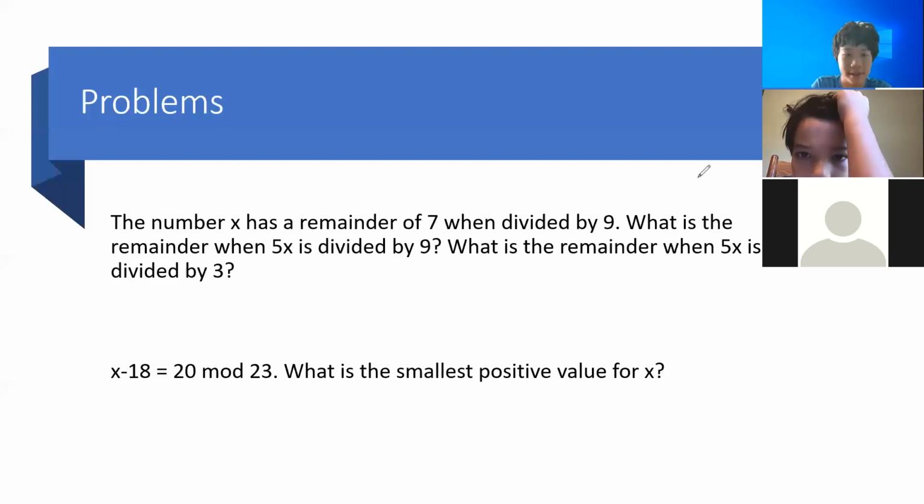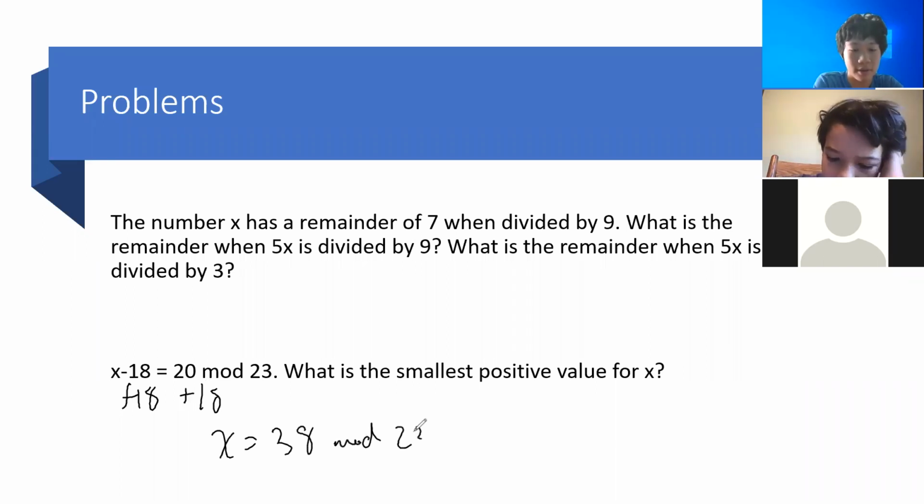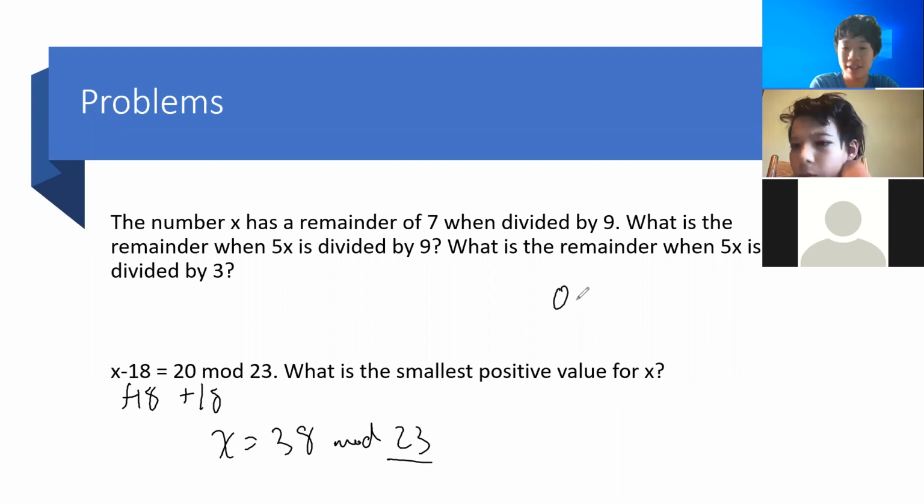All right, I'll explain this one now. So first of all, this is almost like an equation. We want to get x by itself to make things easier for us. So let's just add 18 to both sides, because we can add stuff in mods. So we get x equals 38 mod 23. Well, x is not yet 38, because remember when we have mod 23, we can still have numbers less than 38, because remainders of 23 can be 0, 1, 2, 3, all the way to 22.